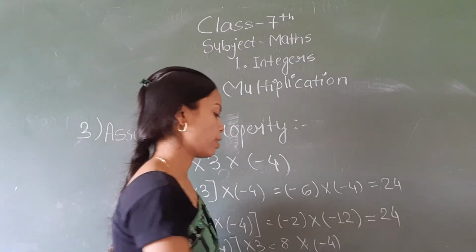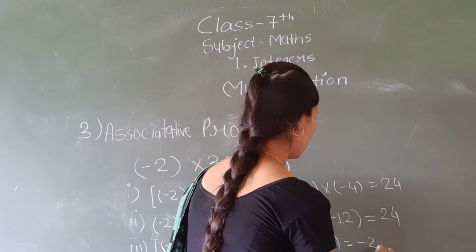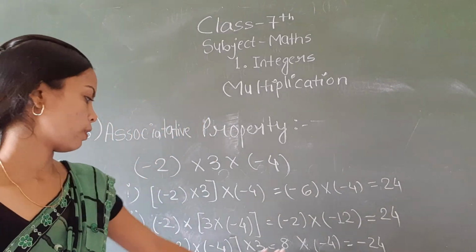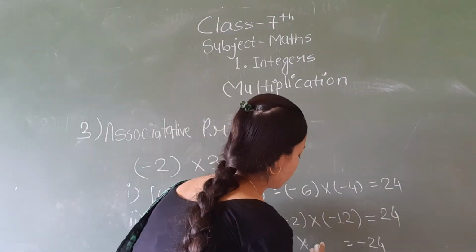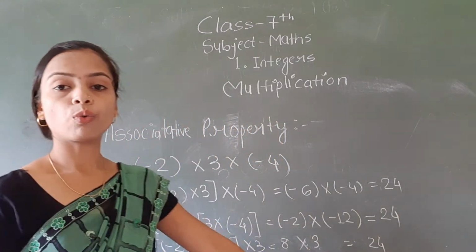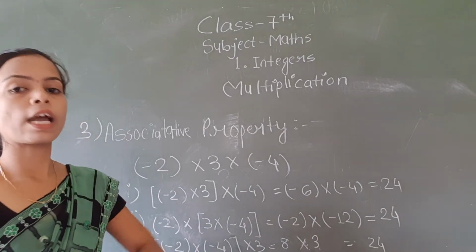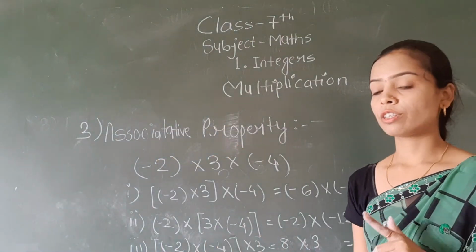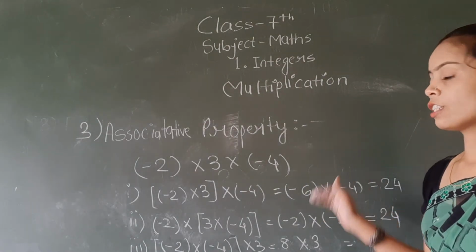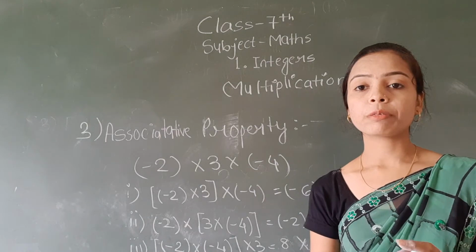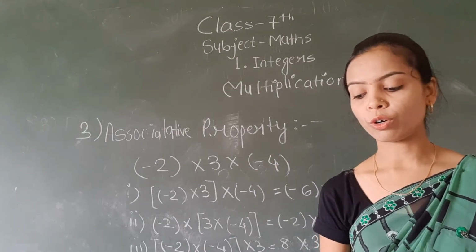Now 8 into -4, it is -24. Okay, I have made some mistake. -2 into -4 is 8. Sorry, here it is 3. 8 into 3, that is 24. In all the three groupings, your answer is 24. That means if you change the grouping of the integers, the answer remains the same. That means associative property holds for multiplication.